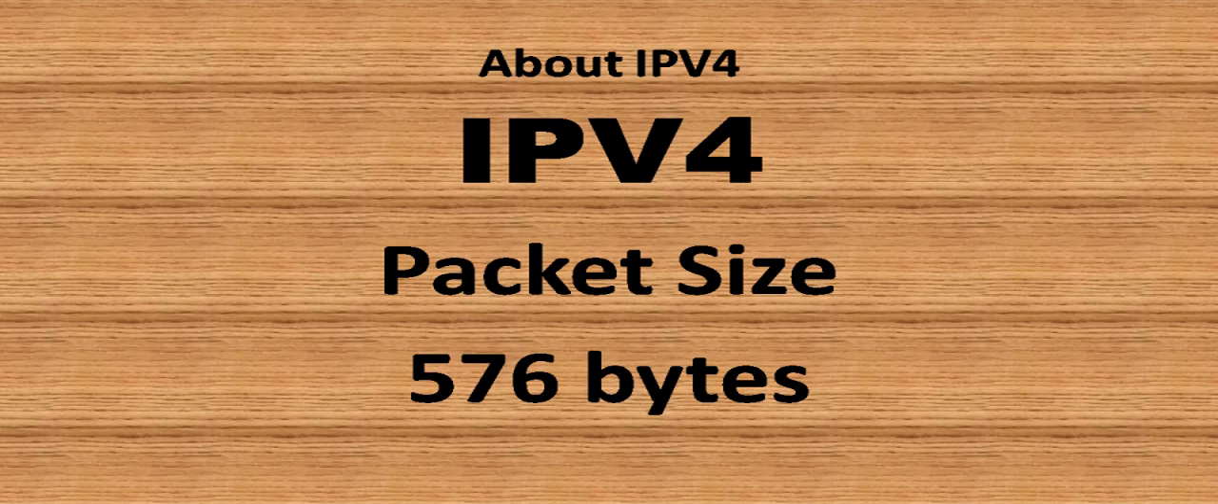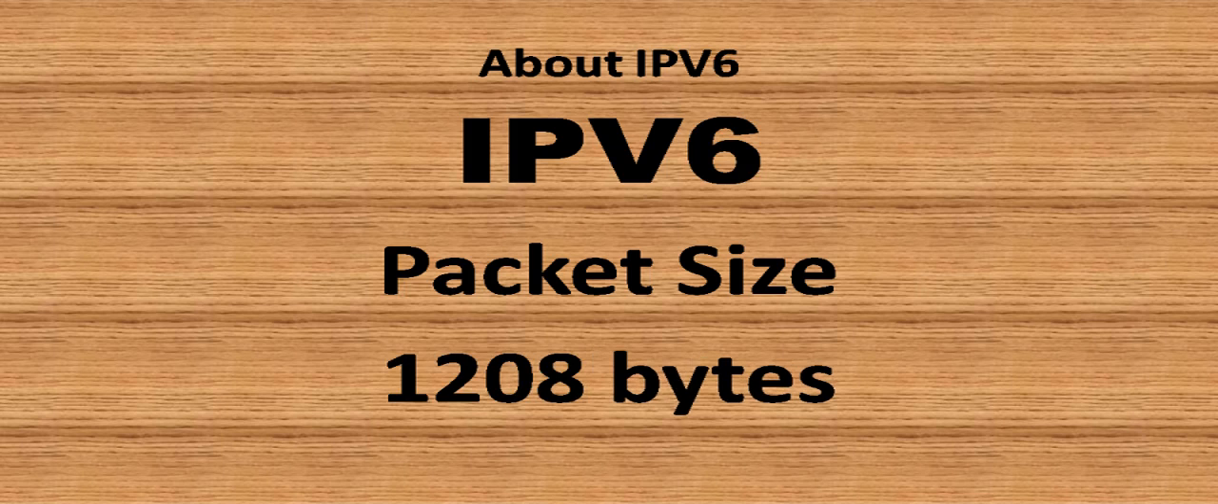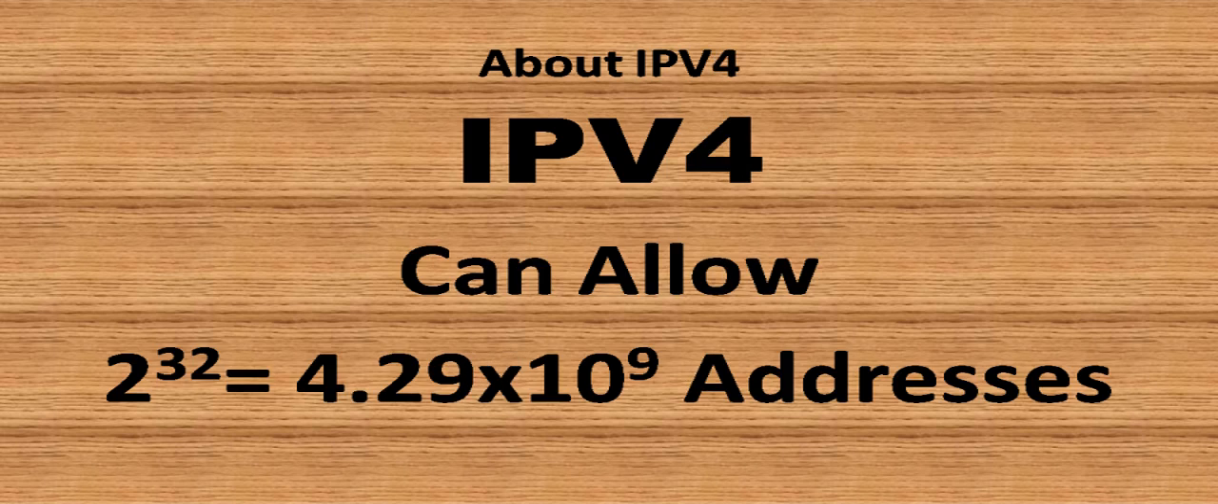Packet size for IPv4 is 576 bytes. The packet size for IPv6 is 1208 bytes. There are a total of 32 bits in a complete IPv4 address. So in the binary number system, if we take 2 raised to the power 32, we will get 4.29 multiplied by 10 raised to the power 9 addresses.